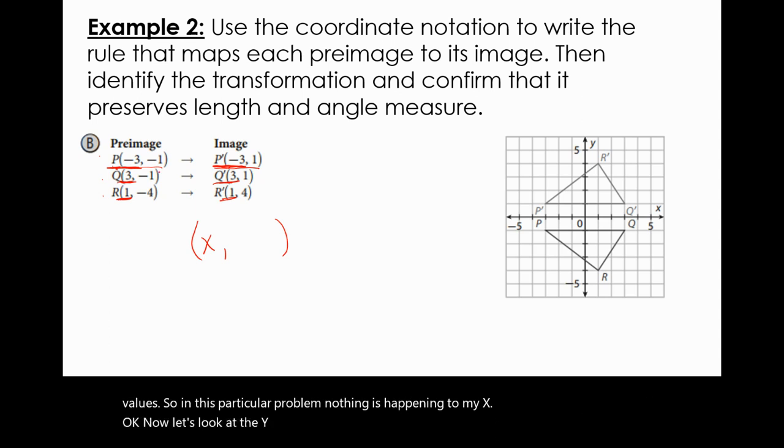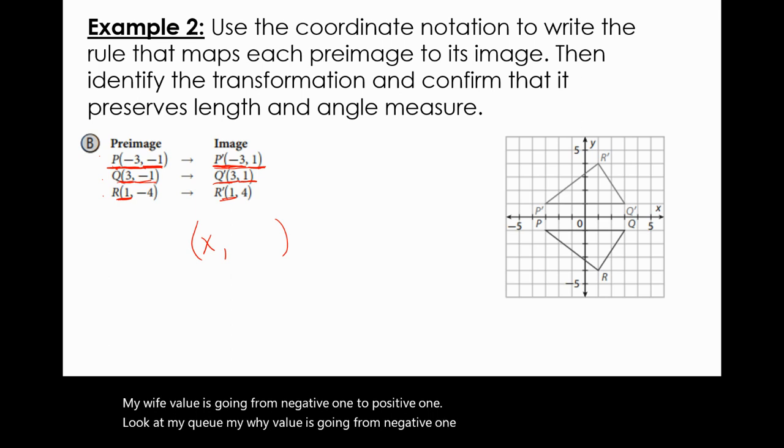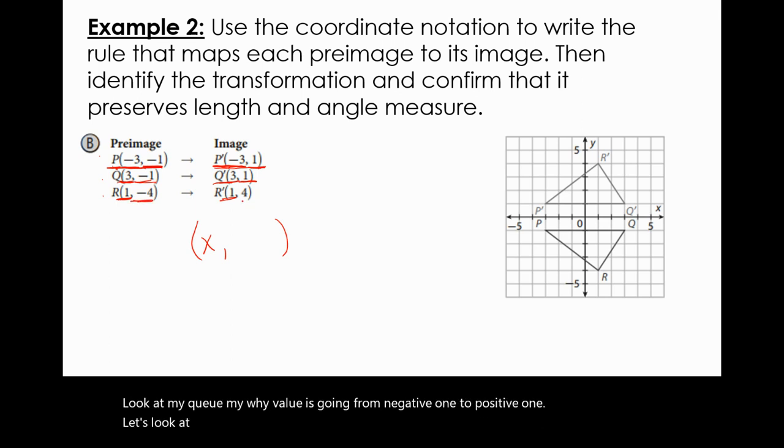So look at your P. My Y value is going from -1 to +1. Okay? Look at my Q. My Y value is going from -1 to +1. Let's look at R. My R is going from -4 to +4. So again, you're simply identifying the pattern. What do all of these things have in common?